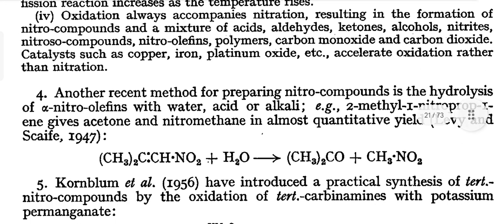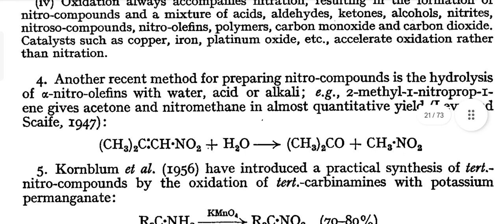Fourth, another recent method of preparing nitro compounds is the hydrolysis of alpha nitroolefins with water, acid or alkali. This is the fourth method of preparation of nitro compounds, or we can say nitroparaffins. In this example we take 2-methyl-1-nitroprop-1-ene, which is a simple alpha nitroolefin. When we hydrolyze this alpha nitroolefin, it gives acetone and nitromethane with almost quantitative yield.